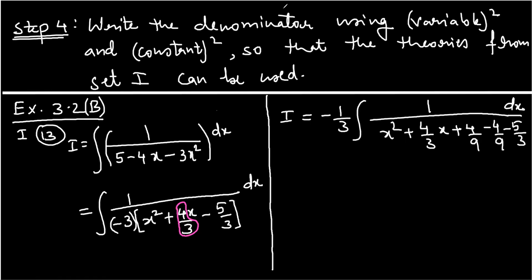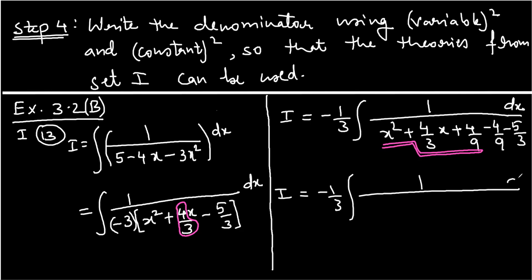Then after adding the proper last term and subtracting, I notice that these first 3 terms will get me the perfect square. So I equals minus 1 upon 3, and then here I have 1 dx. The first 3 terms will get me the perfect square, which is x plus 2 by 3 the whole square. See, x square gets me x. Then the middle term is positive, that will get me positive. Then 4 by 9 will get me 2 by 3 and then whole square.